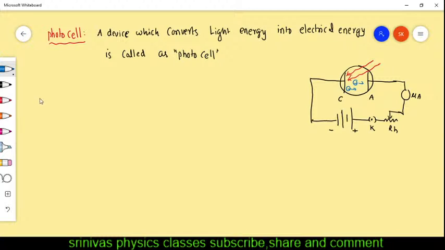Next, what are the uses of this photocell? Actually, there are three types of photocells. We will discuss these photocells in other chapters. For now, we discuss what a photocell is and what its use is in this chapter. A clear explanation I will give one more time later, in another chapter.